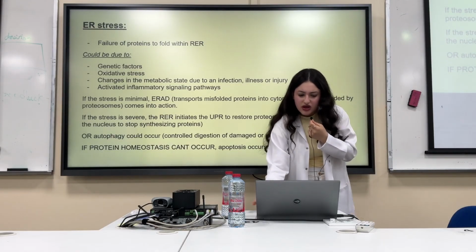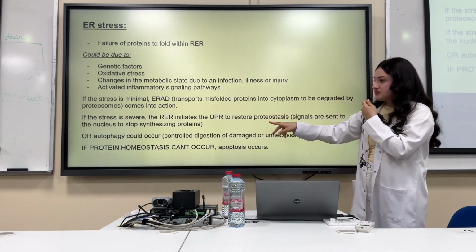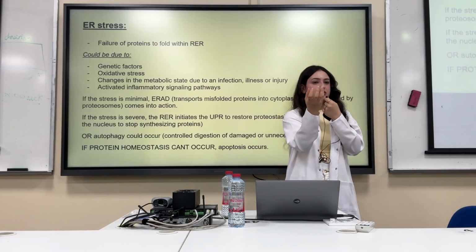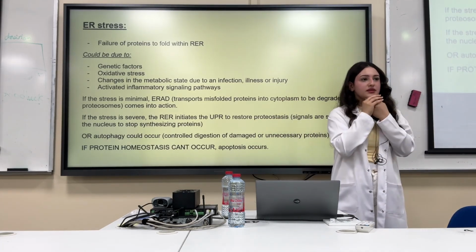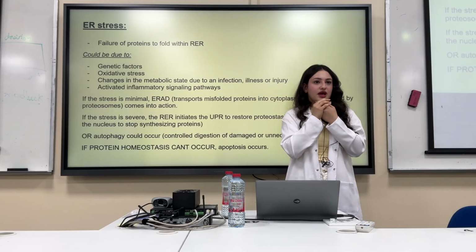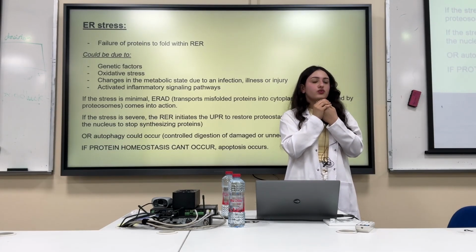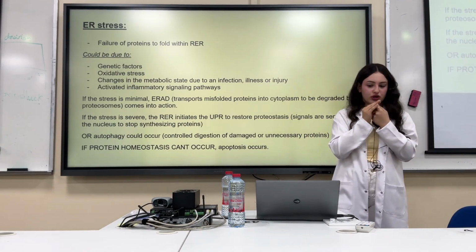And then another process will happen if the stress is severe. Autophagy could occur. Autophagy, I got the damaged organelle and I completely destroy it. And if I do all of this and there are still misfolded proteins, there is only one solution to this. We kill the whole cell. Apoptosis is going to occur. Okay?